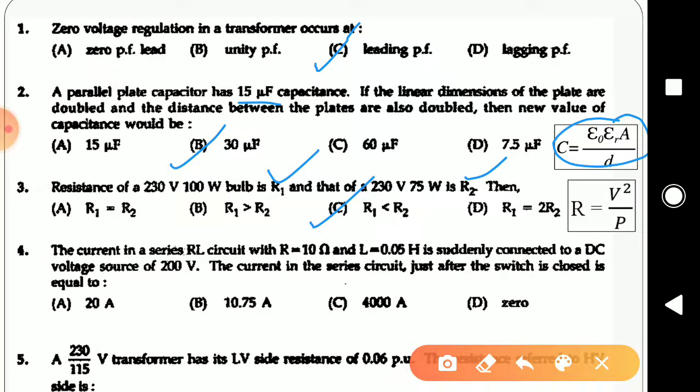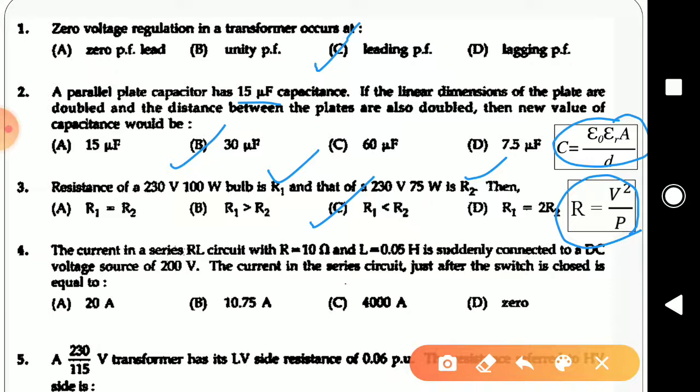R1 is less than R2. The relationship is based on P is equal to V square by R. From that you will get R is equal to V square by P. Now, moving on to the fourth question. The current in a series RL circuit with R and L given is connected to a DC supply. What will be the current after the switch is closed?